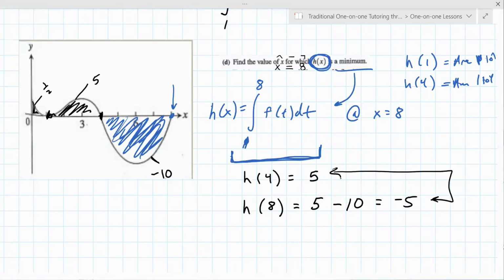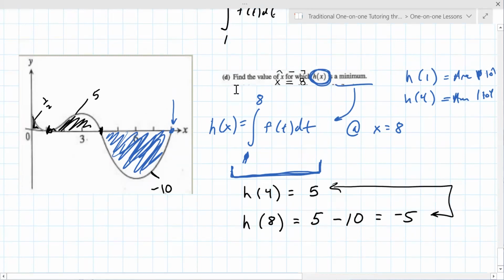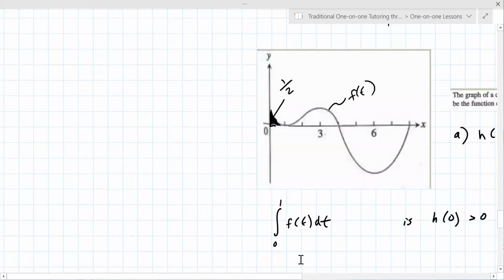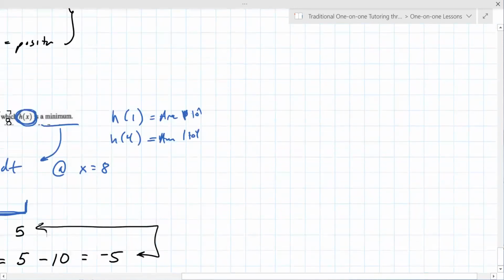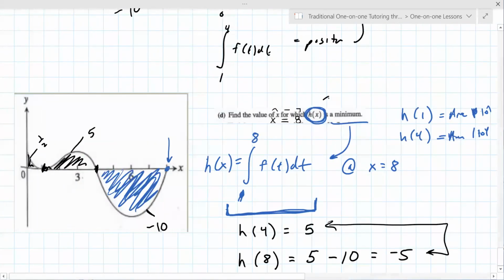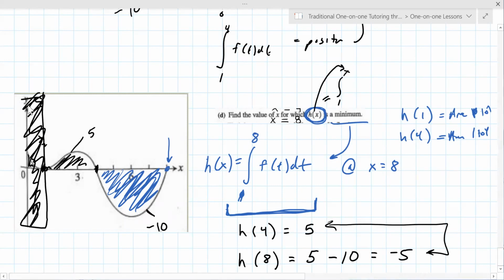Why wouldn't h of 4 also include the 1/2, and why wouldn't the h of 8 also include the 5 and the 1/2? I keep messing this up. It starts at 1. If you go back to the actual question, it says it's from 1 to x. It's not from 0. I messed that up a few places, but H of x is the integral from 1 to whatever x value you put in. So the 1/2 doesn't matter. It's not even part of this. Okay, so I see.